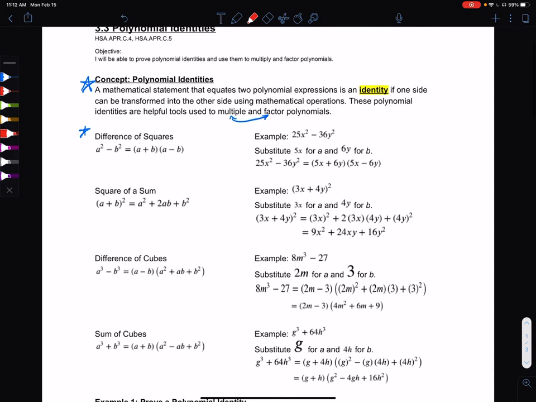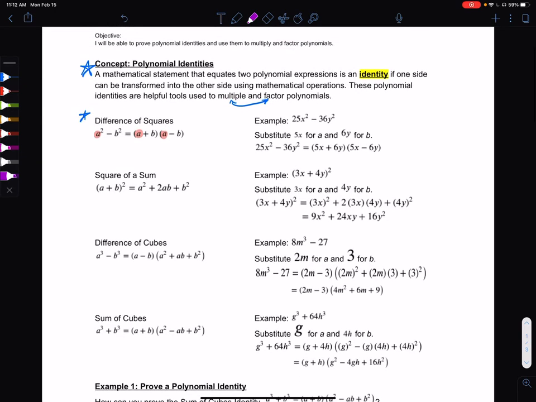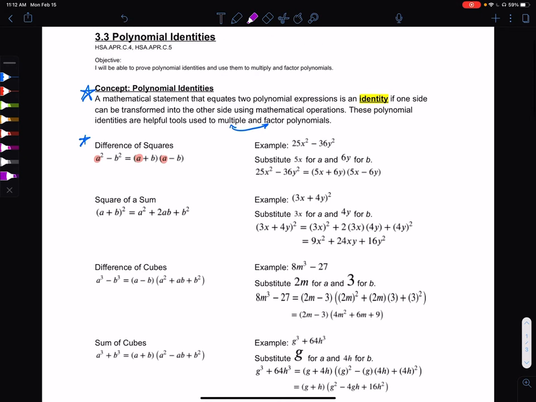So difference of squares is when you have a squared minus b squared. What's important to remember is that these can go in both directions. We can work left to right or right to left. Sometimes you'll see this difference of squares and you'll need to factor it, and other times you'll see these two binomials and you'll need to multiply them out.